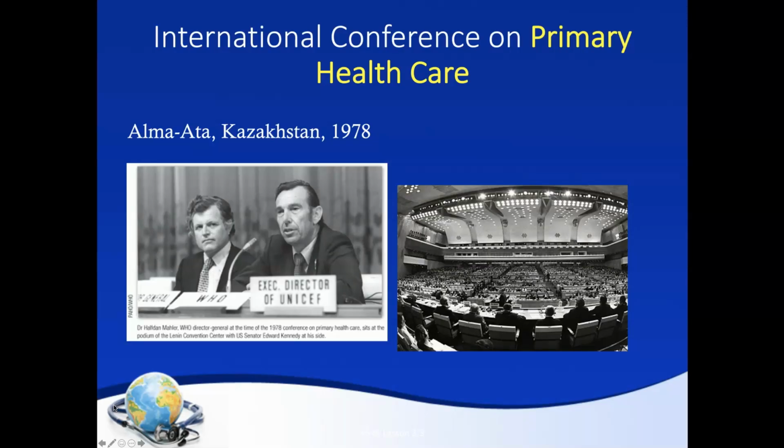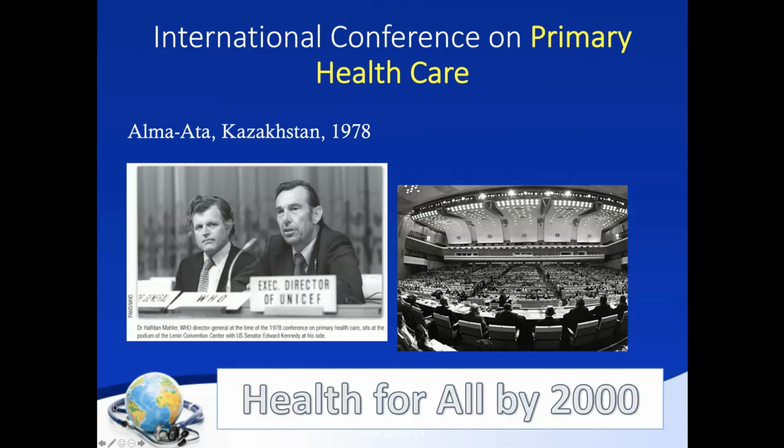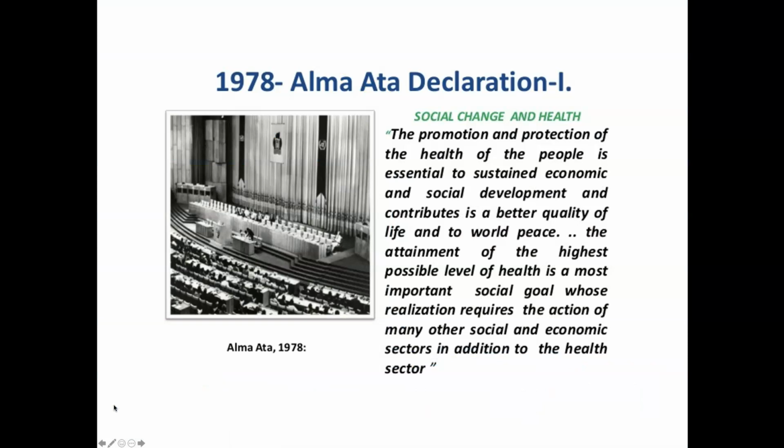And so there was an international conference on primary health care in 1978 in Alma-Ata. And this will make sense in a little bit, where all countries came together to decide what they were going to do to try and achieve health for all by 2000, because things were looking pretty bad with health inequities. And so they came together and they developed the Alma-Ata Declaration for Social Change in Health.